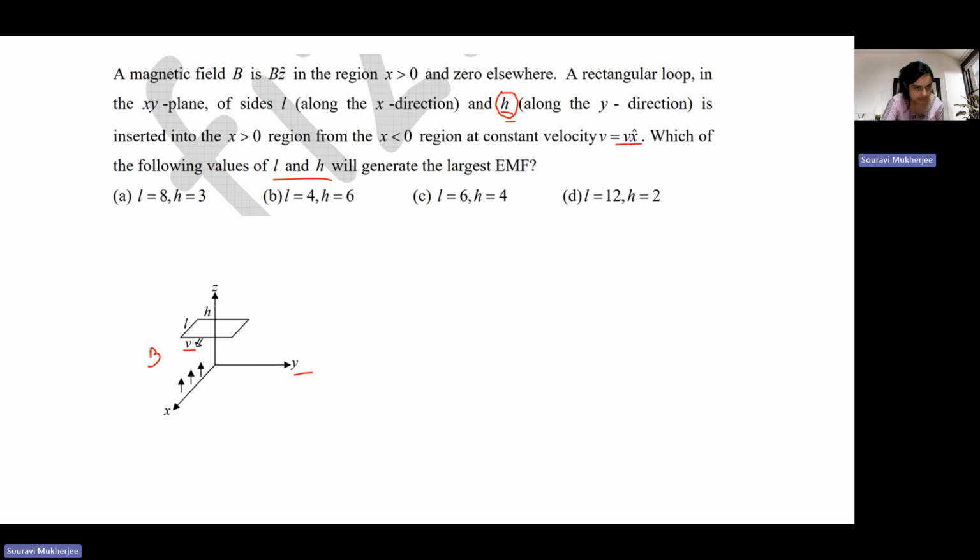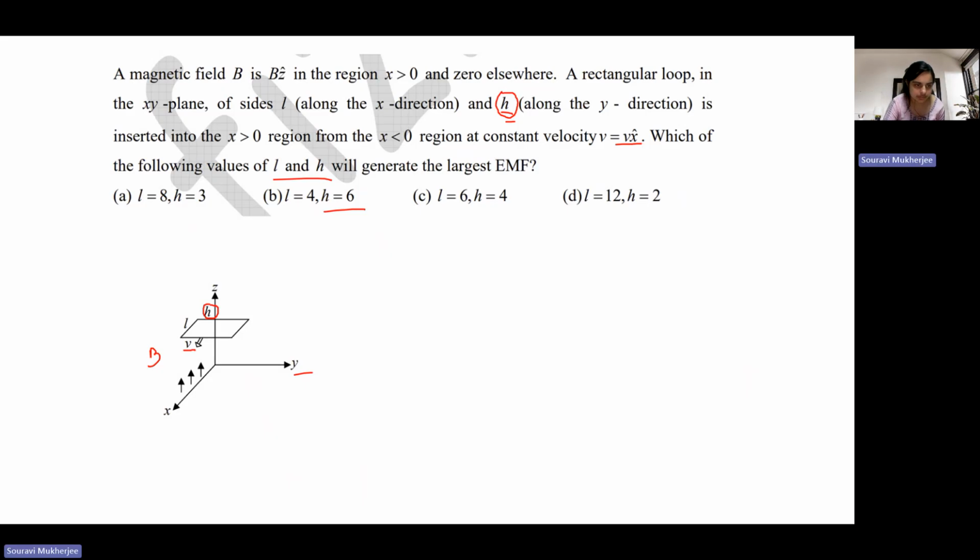While in the perpendicular dimension direction, like in this case, it's this dimension that contributes to the flux change or the EMF. So out of all the options, you can see the second one has the largest value of H. So the largest value of H contributes or results in the largest EMF.